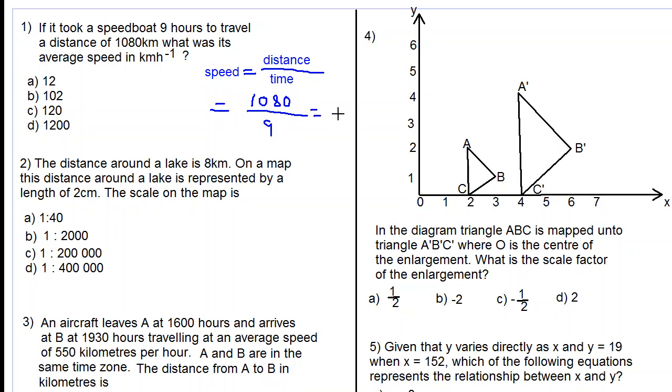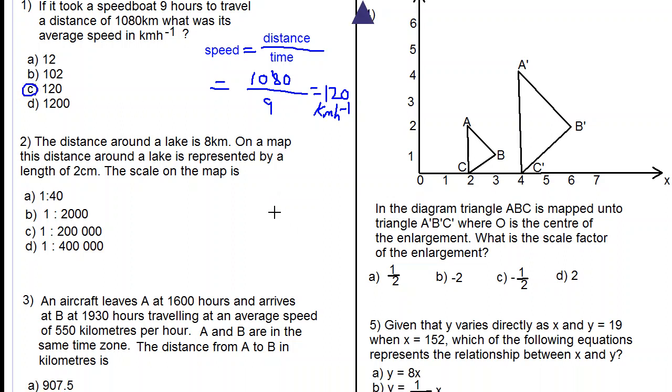So 9 into 10 is 1, remainder 1. 9 into 18, 2. 9 into 0, 0. And the unit is kilometers per hour. So the answer is 120, that's C. Let's move on to number 2.